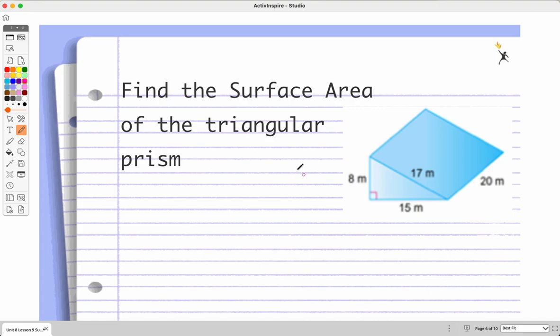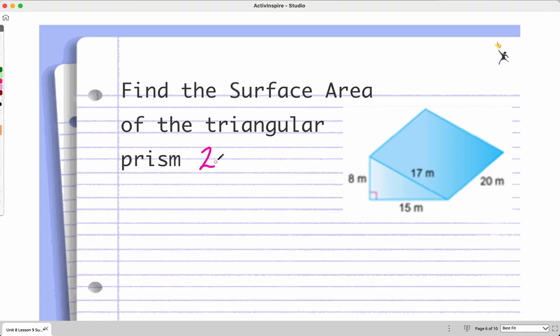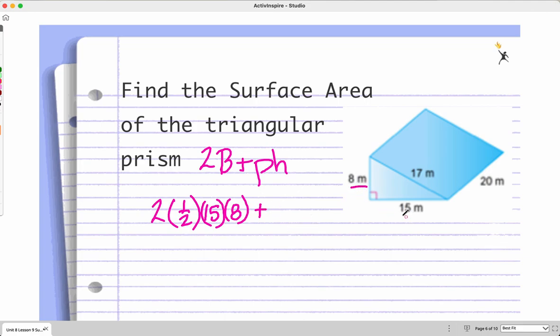All right, so let's use our formula now. 2 times big B plus pH. All right, so let's fill it all in at once. 2 times 1/2 times big B. So big B is going to be surface, so it's little b. Little b is 15 times 8 plus perimeter, which is 8 plus 15 plus 17, so 32, 40. 40 times 20. So I'm going to do all my multiplication then my addition.